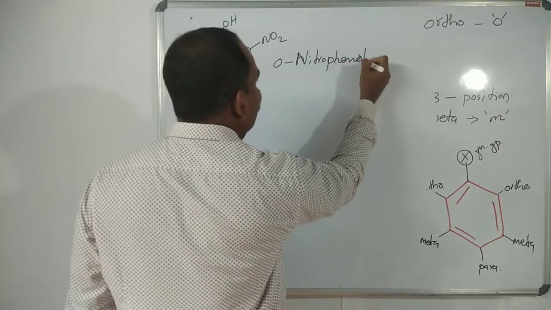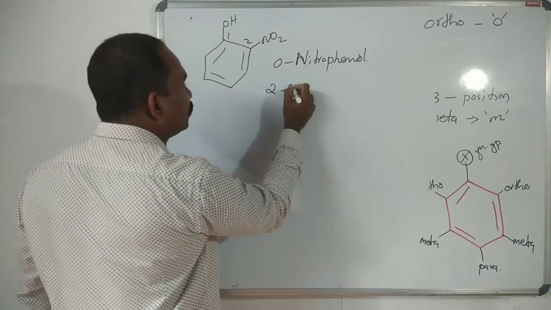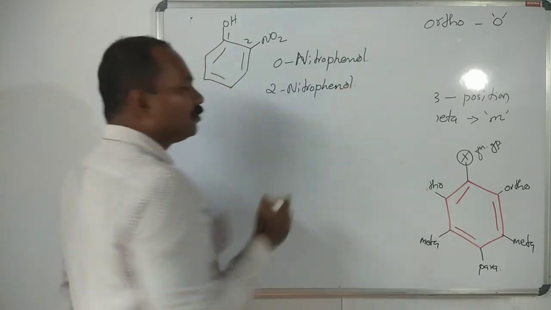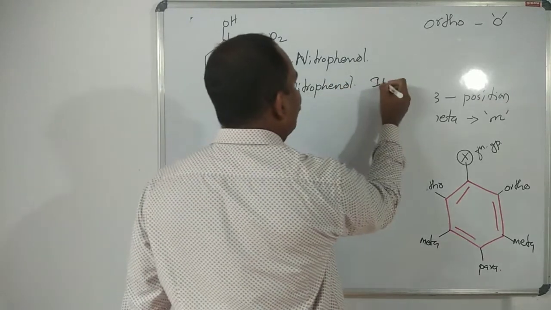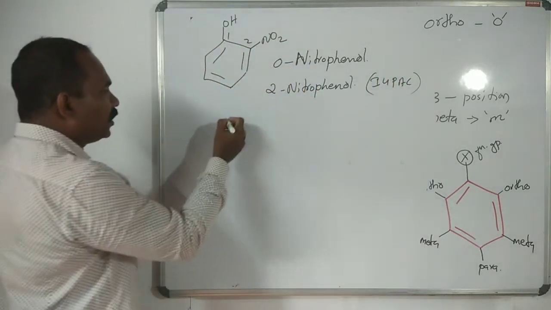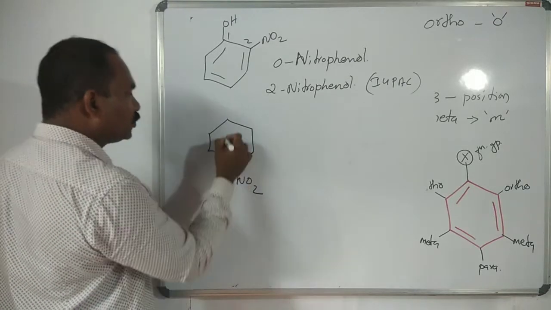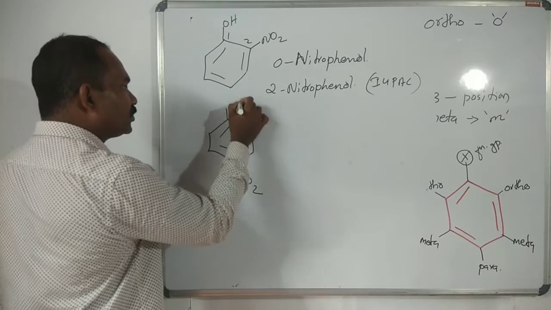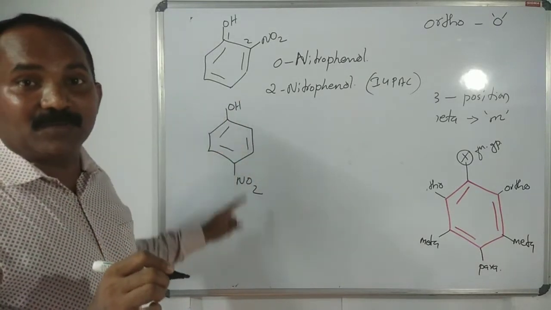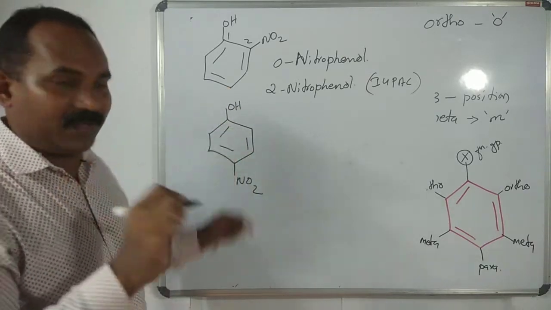Orthonitrophenol. And what is the IUPAC name? 2-nitrophenol. Okay, this is the IUPAC name. Another one: an NO2 group, then OH. The principal functional group is OH. Two functional groups are there, but the principal functional group is OH. That's why it is in the phenol family.